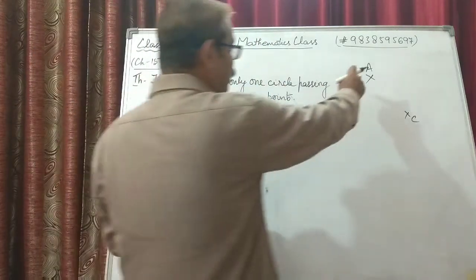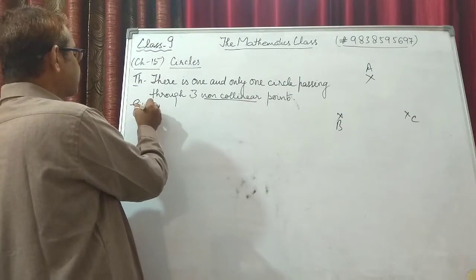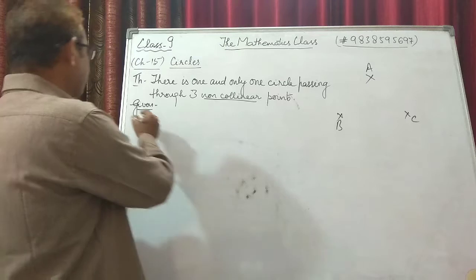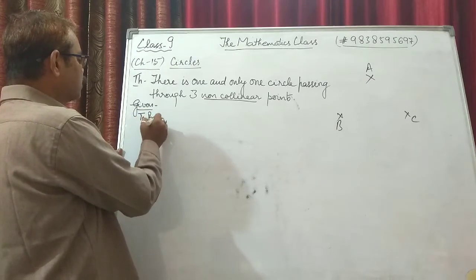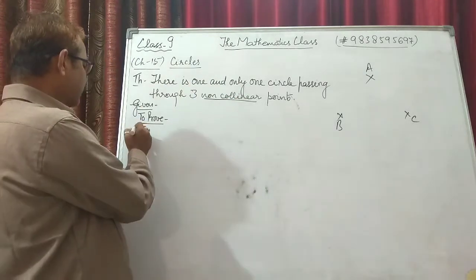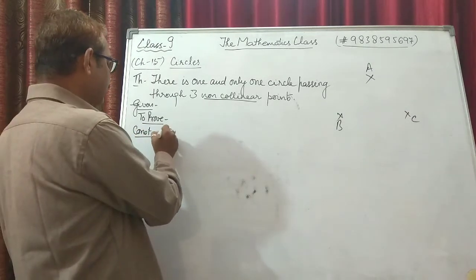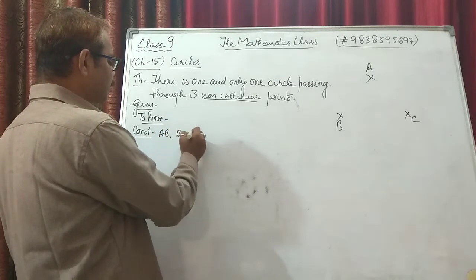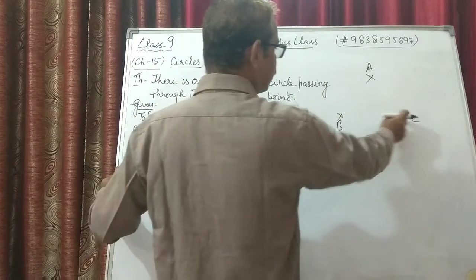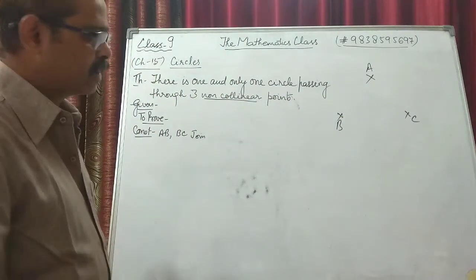In this, what is the diagram? 3 non-collinear points A, B, C. So you will write what is given, and in given we will simply write A, B, C are non-collinear points. Now what is to prove? To prove that only one circle passes through these points. And then our construction. In the construction, you will join AB and BC. Join means any 2 points you can join, either A to B and B to C, or BC and CA, or CA and AB. Any 2 points you can join. That is the required construction.